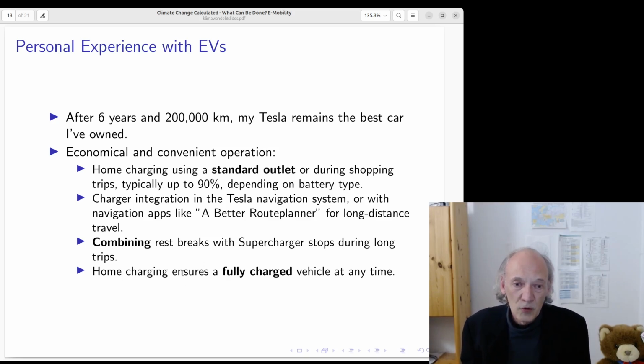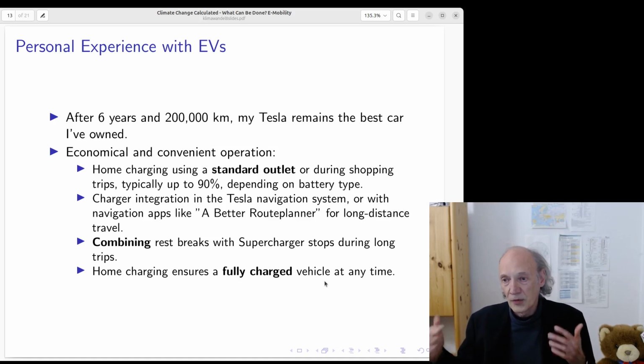On the other hand, home charging ensures that the car is fully charged anytime I leave the house, or let's say 90%. So I don't need to worry about it. So it's also very convenient. So in my everyday commute, I never need to go to a gas station. So that's actually also very nice.